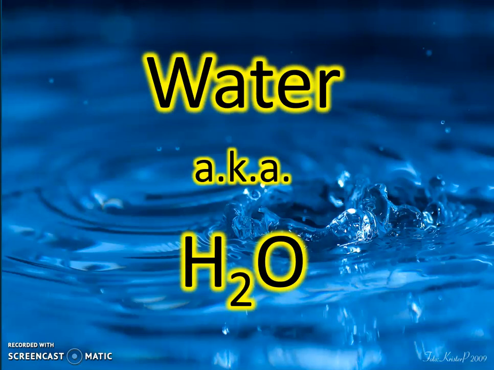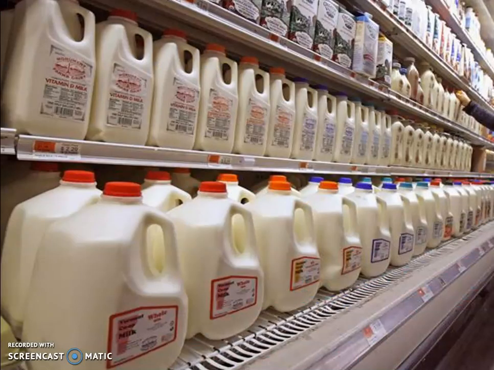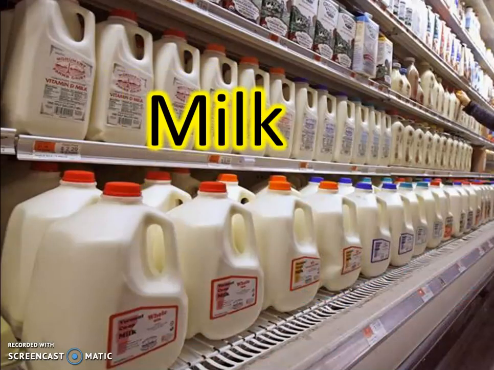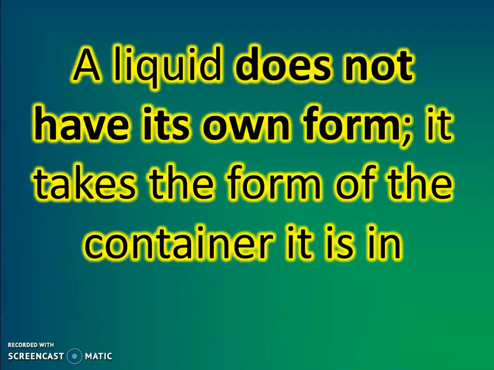Right? We can have water in the shape of a water bottle. We can have it in the shape of the pipes in your house. But water doesn't have its own shape. It has to take the shape of a container. Milk would be an example of a liquid. A liquid does not have its own form, but again, it takes the form of the container it's in.